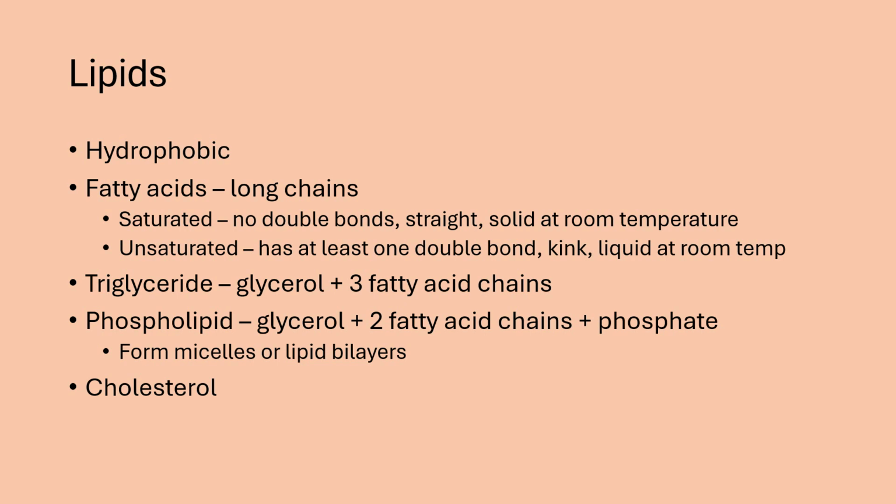This will include things like fatty acids, which typically have long chains. Fatty acids will be classified as either saturated versus unsaturated. Saturated means there are no double bonds. Those long chains are going to be straight. At room temperature, they're usually a solid.